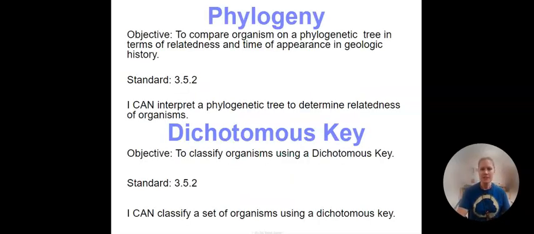Hey there. In today's lesson, we are going to talk about phylogeny or phylogenetic trees. Our objective for this lesson is to be able to compare organisms on a phylogenetic tree in terms of relatedness and the time they appear in geologic history. By the end of this lesson, you should be able to interpret a phylogenetic tree to determine the relatedness of different organisms. We'll come back to the dichotomous key part later in this lesson, okay?